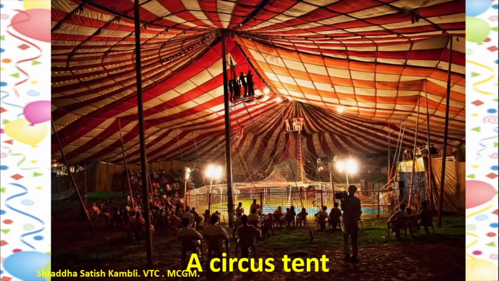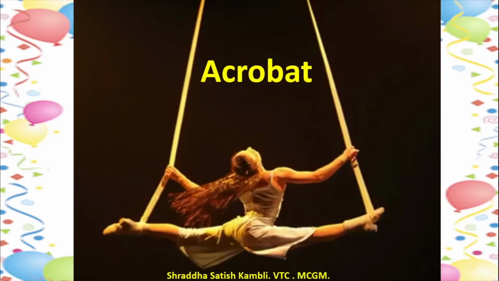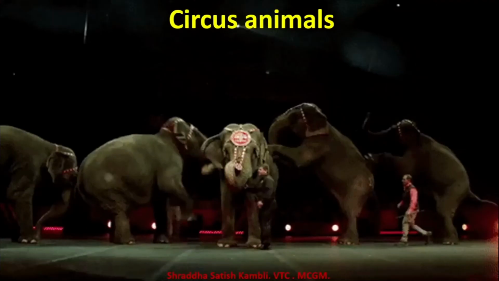Then you have, see, a circus tent from the inside. So when you look at the circus tent from inside, so that the circus tent looks like this. It's a beautiful big tent, isn't it? Then in the circus, what will you see? You will see an acrobat. So who's she? She is an acrobat. So these acrobats, they perform different kind of very difficult exercises. Okay? And we get very scared when we see them doing it. So this is an acrobat.